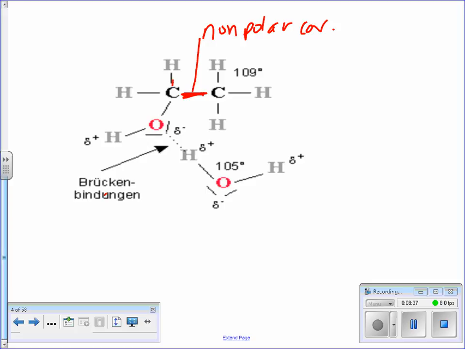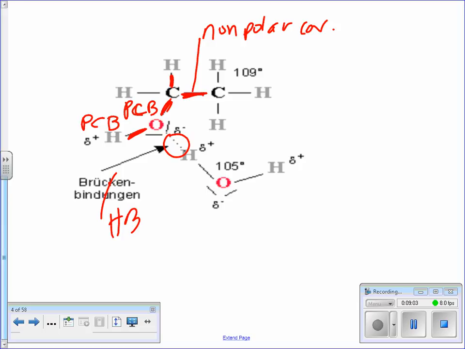So the C and H here, it's probably non-polar covalent too, because the carbon and hydrogen don't have a huge difference in their electronegativity. The C and the O probably has a polar covalent bond. This one, between the O and the H, definitely has a polar covalent bond. And then this right here, again, is what? Hydrogen bond.